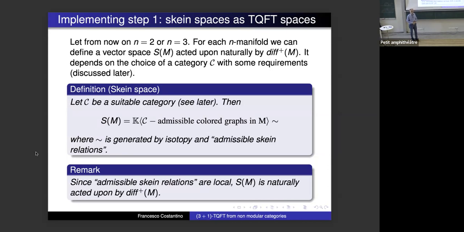I will be telling you more about these relations, but clearly, by the very definition, this vector space is acted upon by the diffeomorphisms of the manifold, because you can move these graphs by diffeomorphism in the manifold, and clearly you stay in the same vector space. So it's a natural choice if you want to have a representation of the diffeomorphisms of the manifold. I'm not saying it's a smart one, but it's natural.